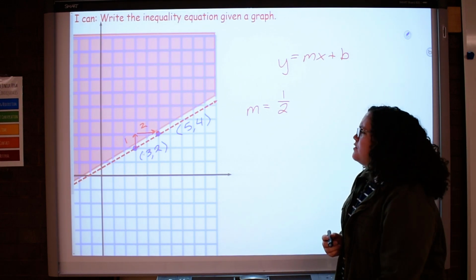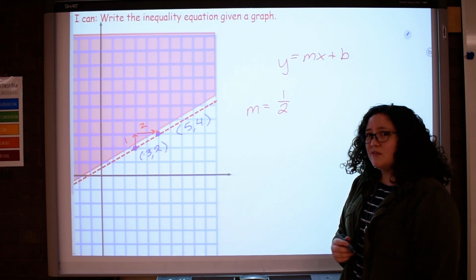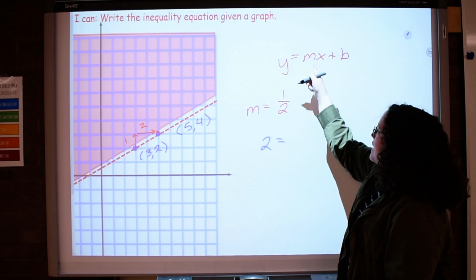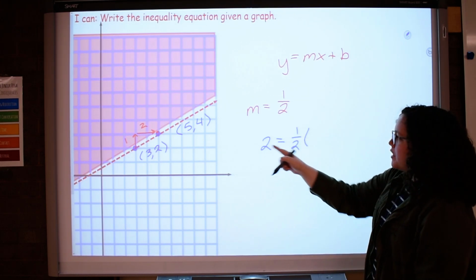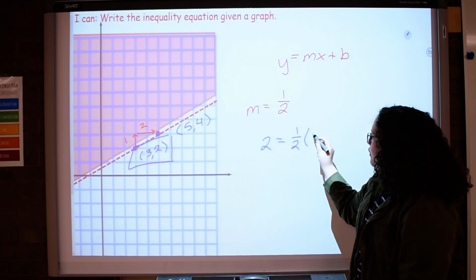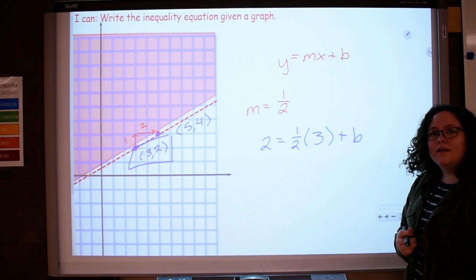Let's pick one of these. Let's use (3, 2). Why not? So let's just plug those numbers in. Because y is 2, equals m, which is that 1/2. Now instead of x, I'm going to put my x for this point right here, 3, plus b.